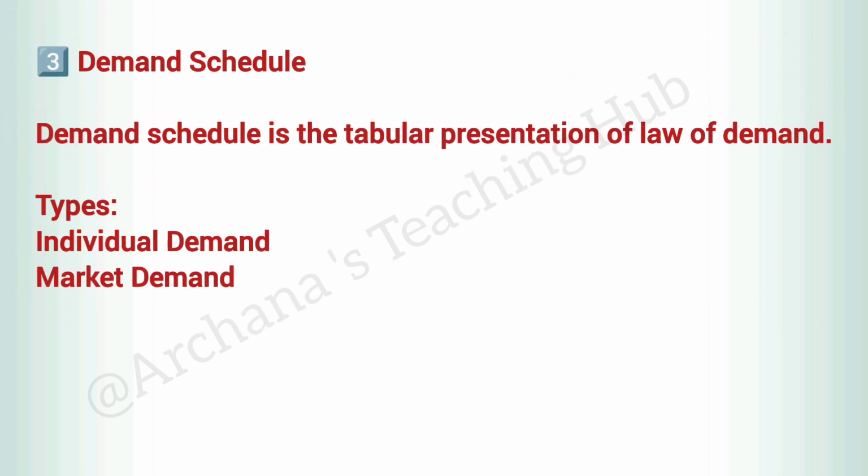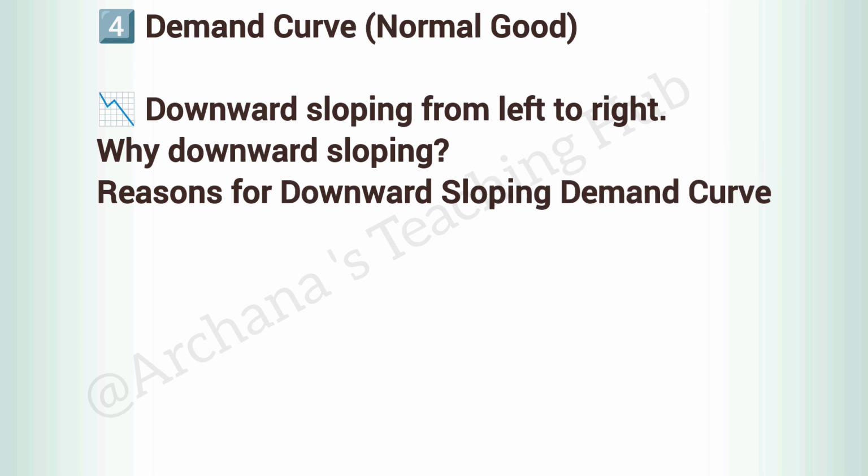Demand schedule. Demand schedule is the tabular presentation of law of demand. Types: first, individual demand, second, market demand. Demand curve, for a normal good, is downward sloping from left to right. Why downward sloping? Reasons for downward sloping demand curve.